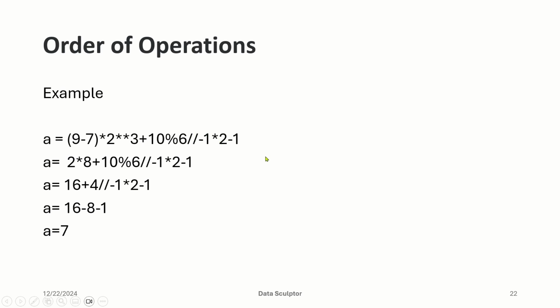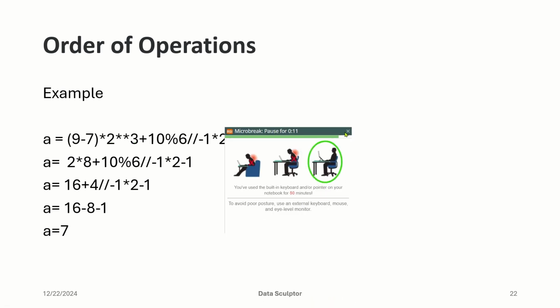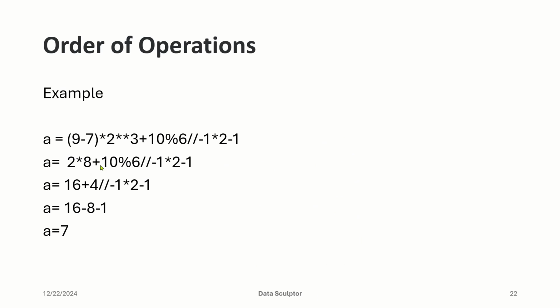As we have read earlier, the order of execution is, first you have to execute the brackets. So 9 minus 7 is 2. Then it will be replaced with 2, and after the brackets comes the exponential. So 2 power 3 is 8. So 2 into 8 plus 10 mod 6 floor division minus 1 multiplied 2 minus 1. So 8 into 2 is 16.